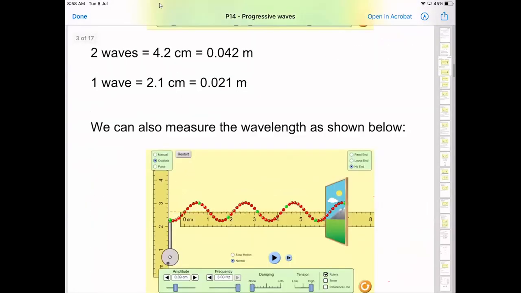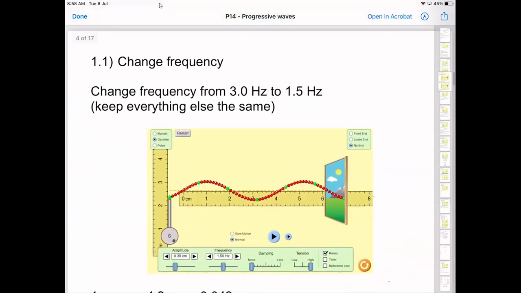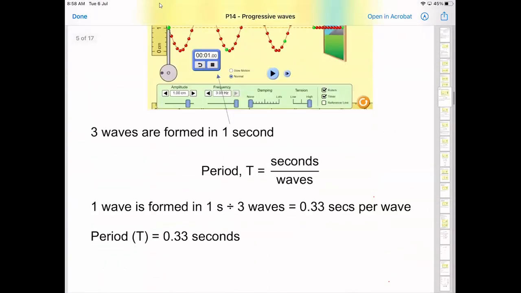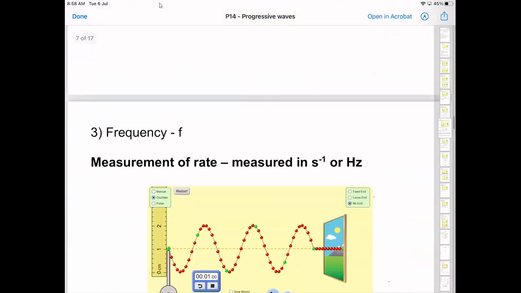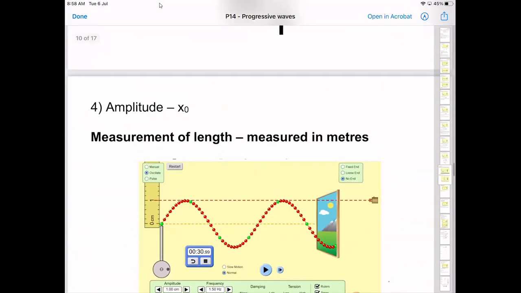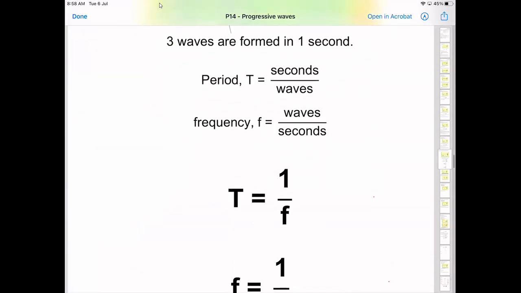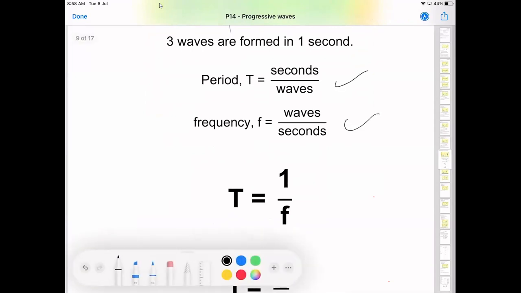So all of the stuff we did is here. There's talking about wavelength. There's talking about change in frequency. There's talking about the period, frequency, change in frequency, relationship between that. Here we go. This is the important one. Okay, so if 3 waves are formed in 1 second, the period is the seconds divided by the waves, and the frequency is the waves divided by the seconds. Everyone happy with these two statements over here?